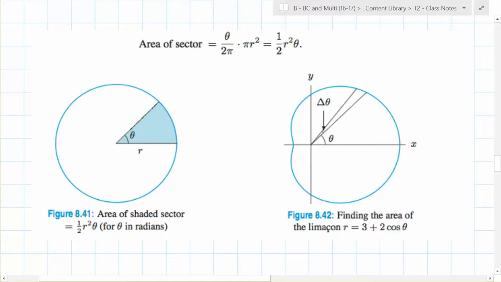And here's the thing. As we make them infinitely small, what happens? The sum of them approaches the actual area inside. When I say inside, I mean from the function to the origin, the area contained by the polar function.